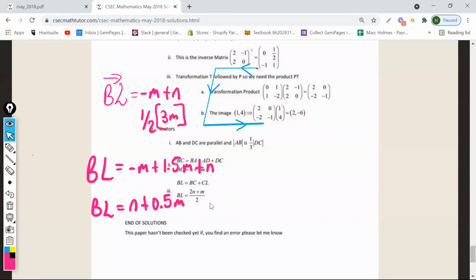And let me check. This is the same thing though, N plus 0.5 M, same thing. Yeah, the solution is the same.